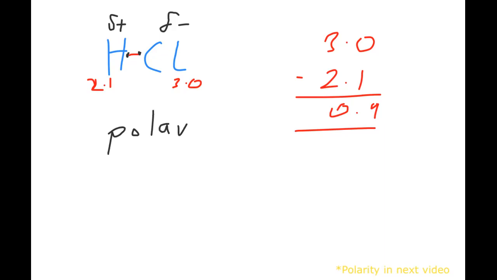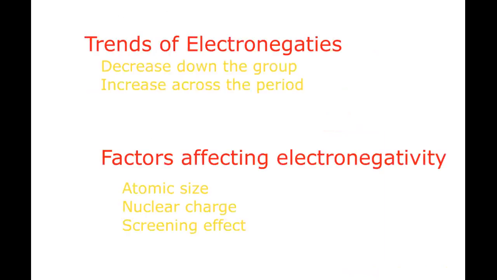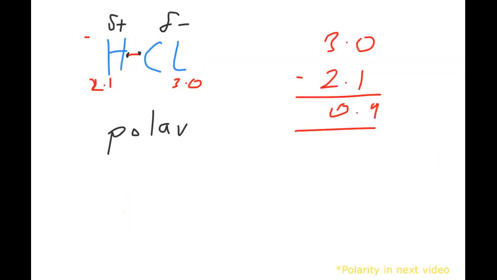Now, how to determine if a covalent molecule is polar or non-polar? We'll deal with that in the next video in our topic on intermolecular forces in more detail. Next are the trends in electronegativity. Sorry, I missed one thing. One more thing in electronegativity is the determination of bonding through the values of electronegativity. So if the difference in electronegativity is greater than or equal to 2, then it is an ionic compound.